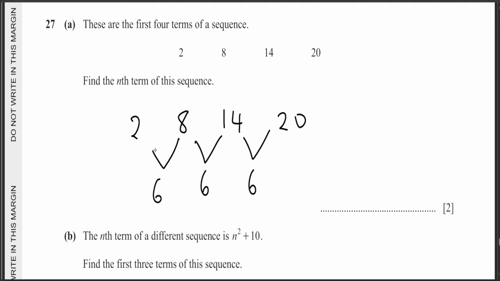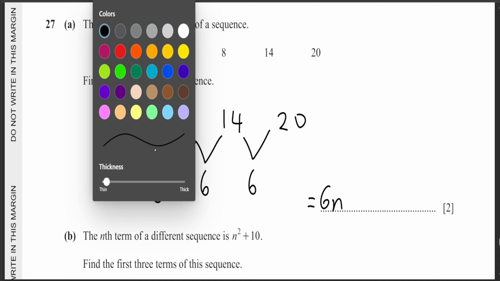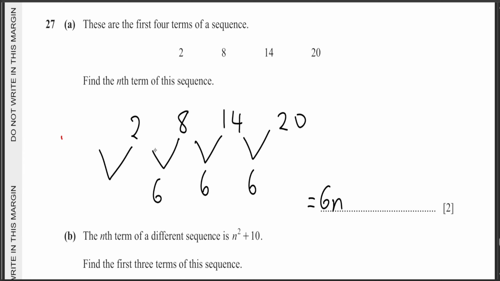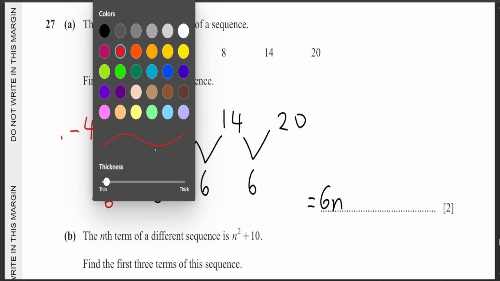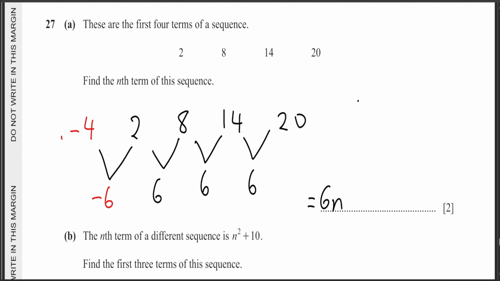Therefore, you write this one to be 6n. Now you find the number which is behind it, and for you to get the number, you subtract 6 from 2, which gives you minus 4. And therefore, your answer is going to be 6n minus 4. Or you can write it as minus 4 plus 6n. Whichever you like, those are your answers.